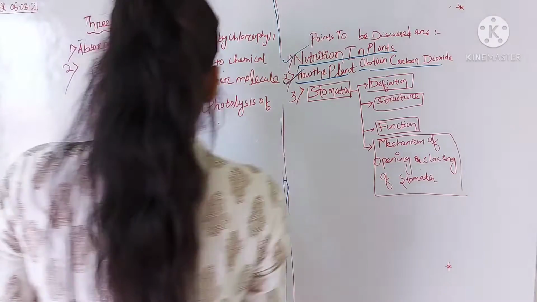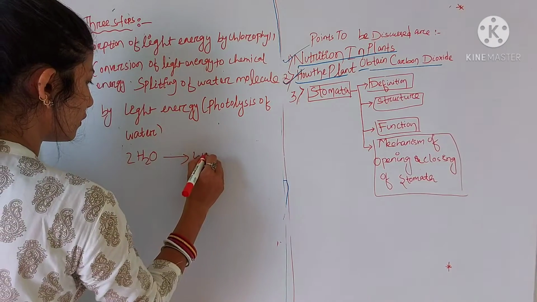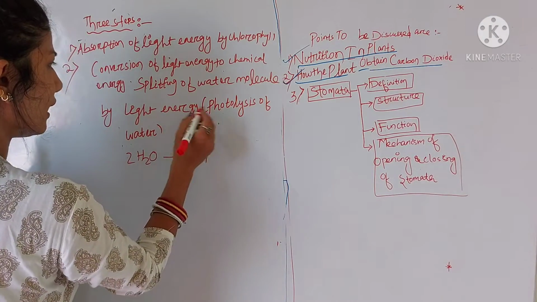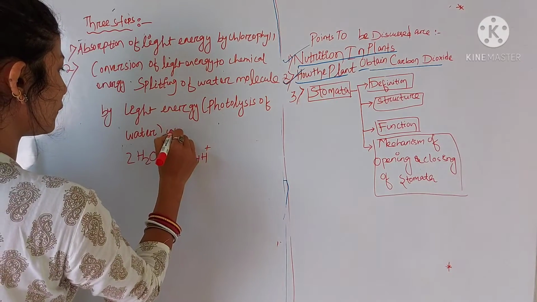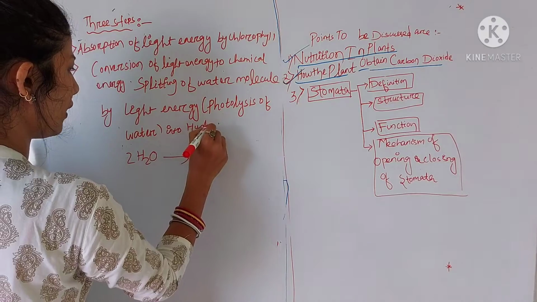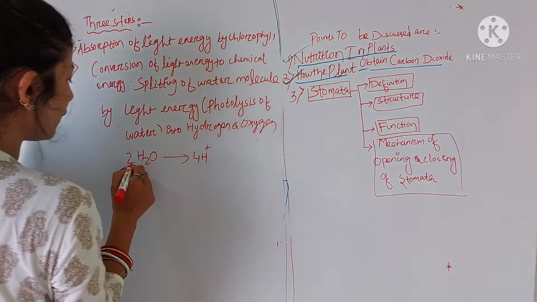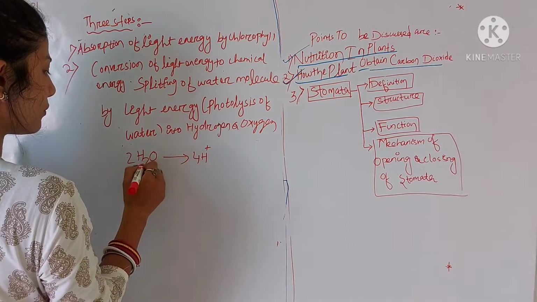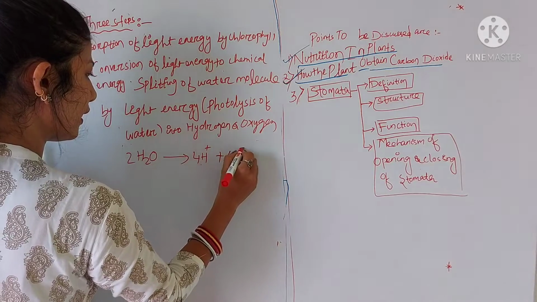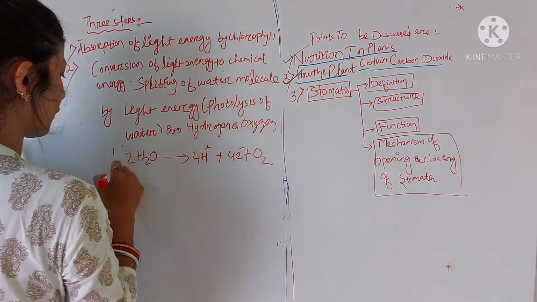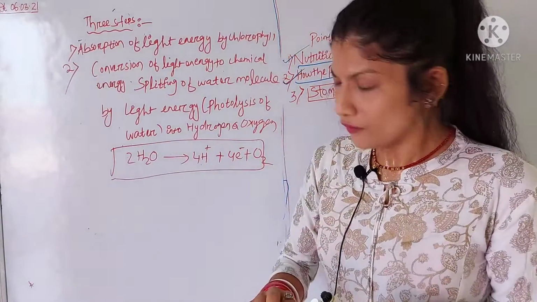So what is photolysis of water? That is the splitting of the water molecule by light energy into what? Into hydrogen and oxygen. Here the water molecule splits into hydrogen, electron and oxygen. Okay, this is the splitting of the water molecule, or the photolysis of water.